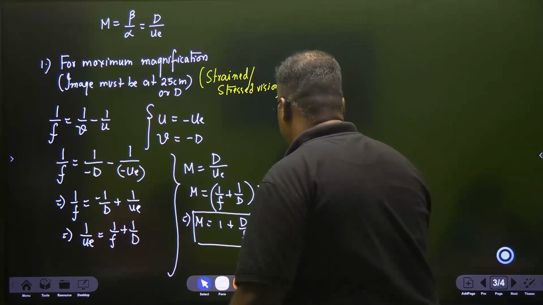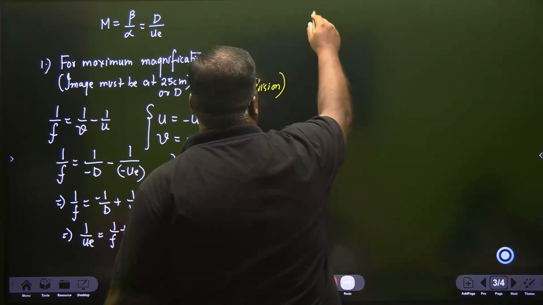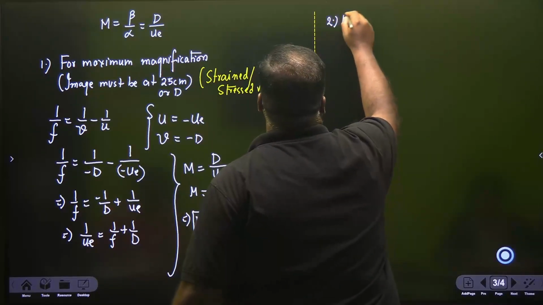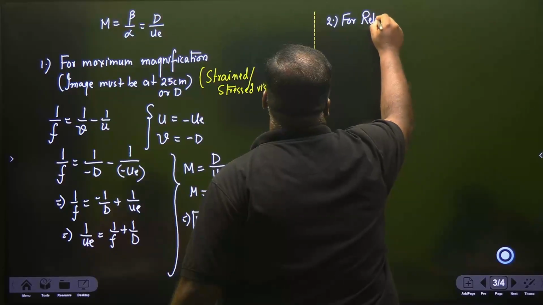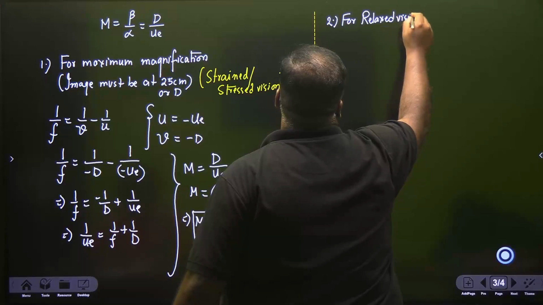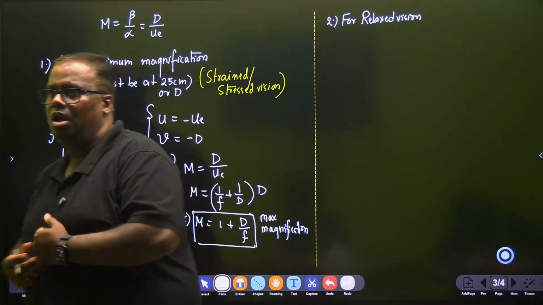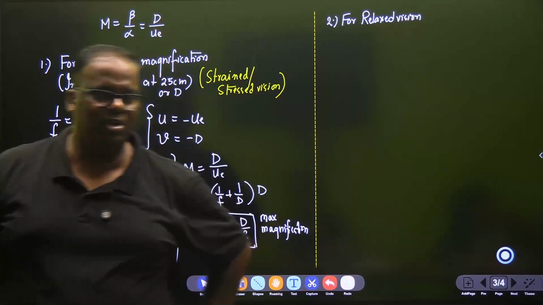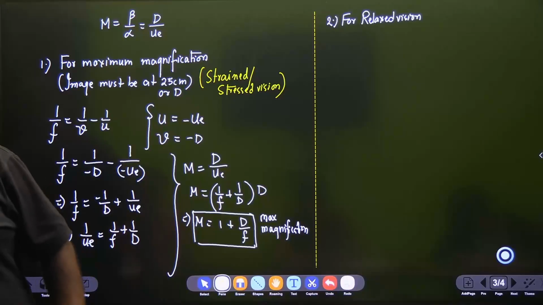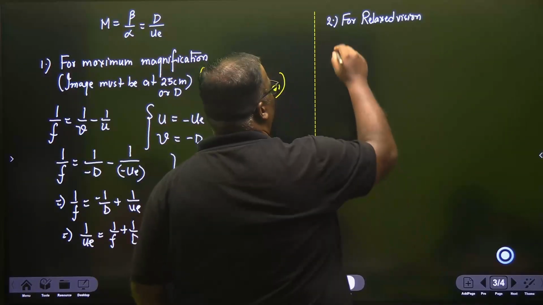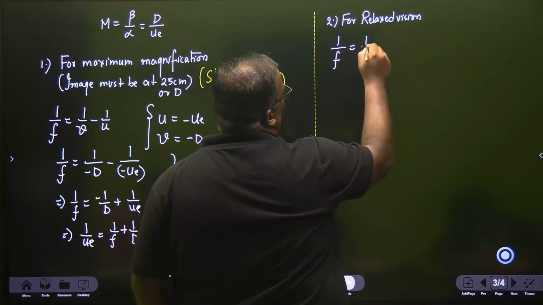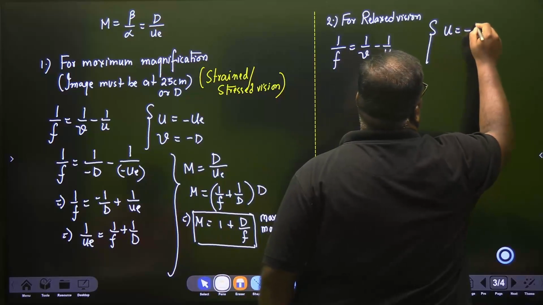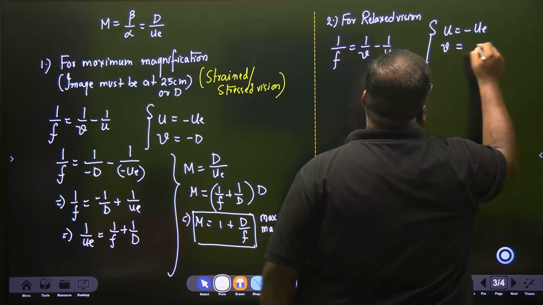Right? My next criteria would be to find out the magnification for relaxed vision. Two, for relaxed vision. Relaxed vision means, what do we mean? When your eyes are relaxed, what is the maximum you can see? Infinity, we say. Not necessarily that everyone is able to see till infinity, but we assume that our far point is still infinity. So in this case, I would again use the formula 1 upon f is equal to 1 upon v minus 1 upon u with my conditions. My u still is negative of ue, but my v has now become negative infinity.